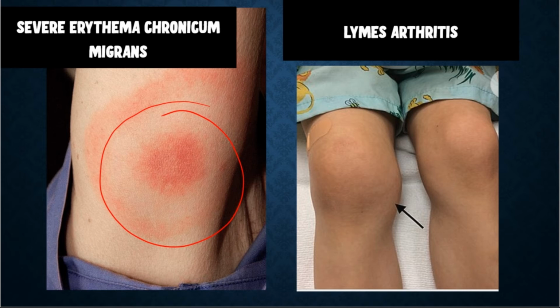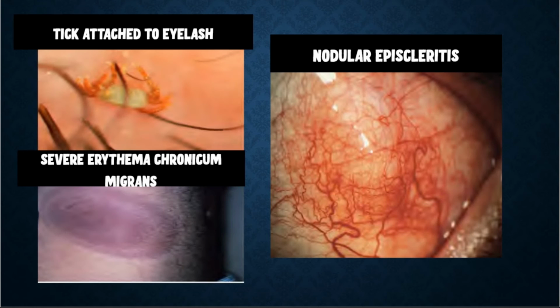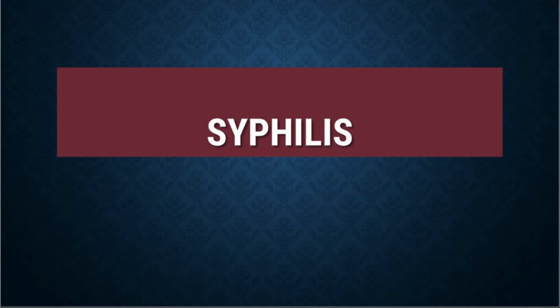Now, apart from this erythema chronicum migrans that you can see over here, which looks like a target sign as well, the patient is also going to present with arthritis of the knee, right? So they will have this painful arthritis. Apart from that, if you look for the ophthalmic signs, sometimes you might even find the tick attached to the lashes of the patient, and these patients can develop nodular episcleritis, right? So here's a tip: if you find a case of nodular episcleritis and there's a history of tick bite, do suspect Lyme disease, right?